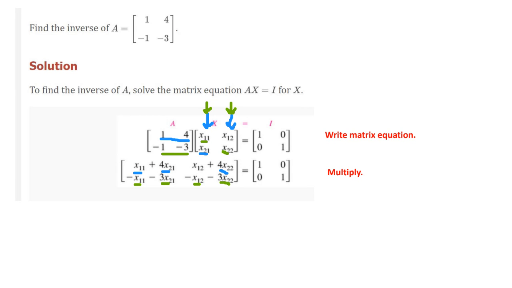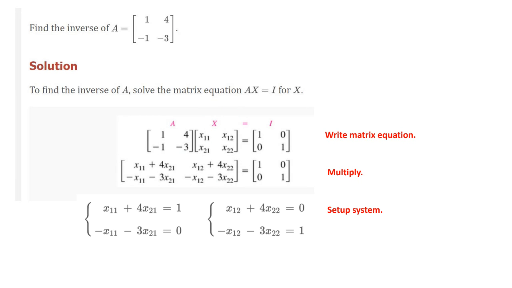Okay, so once we have it multiplied, then we're going to set up a system. And so the system that we set up is going to be, we're going to take our x11 plus 4x21, and we're going to set it equal to the 1 that's here. So that's where I get this first equation. And then we're going to take the next number here, -x11 minus 3x21, and we're going to set it equal to 0. So that's going to be this system here.